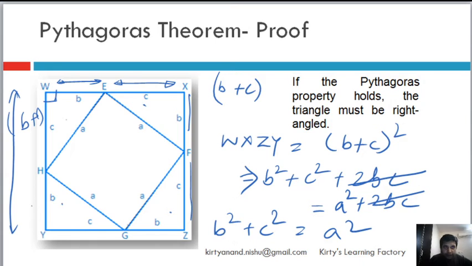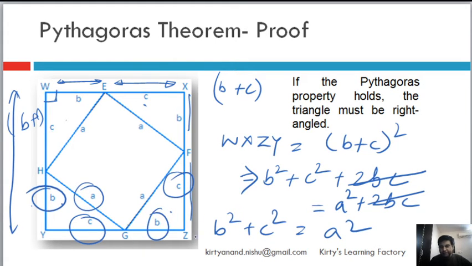Like, what is b? b is this, which is the perpendicular for this triangle. What is c? The base for this triangle. And what is a? The hypotenuse for this triangle, right? For this triangle, c is the perpendicular and b is the base, because we've drawn it in that fashion. Whatever is horizontal on the 90-degree angle, we take as base. Whatever is vertical, we take as perpendicular. Okay? So that is the proof.